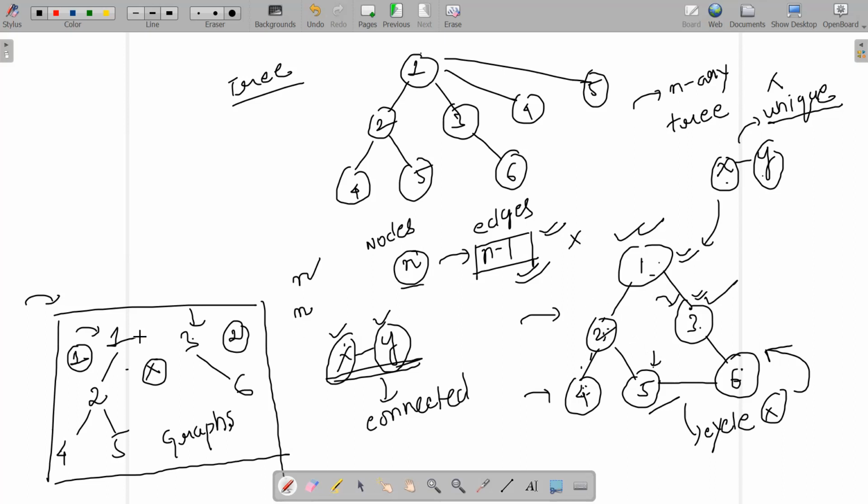But in terms of a graph, the cycle is fully allowed. There is no such thing inside a graph that if there are n nodes, there has to be n minus 1 edges. Nothing as such. There may be zero edges. There may be some maximum number of edges that can be associated with a graph.